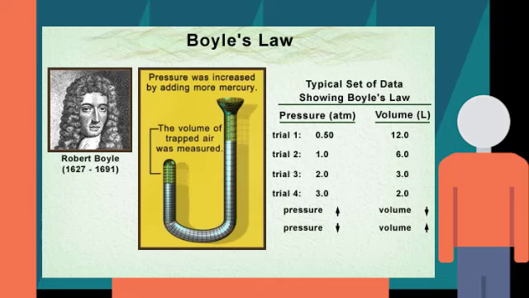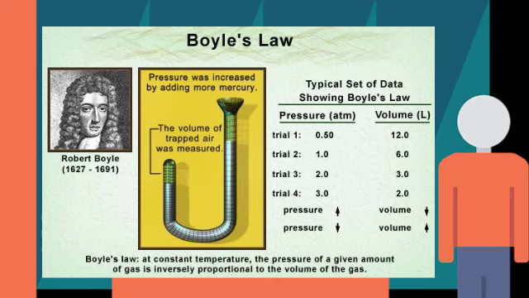These experiments led to Boyle's law, which states that at constant temperature, the pressure of a given amount of gas is inversely proportional to the volume of the gas. The term inversely proportional means that when one increases, the other decreases.